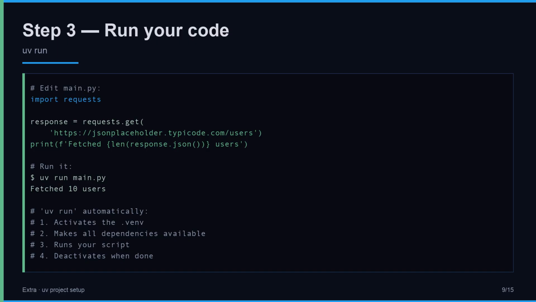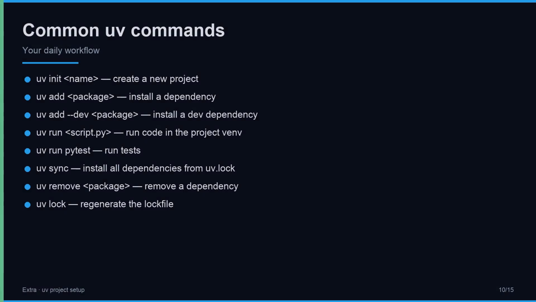The uv run command does 3 things automatically. It activates the .venv. It makes all your installed dependencies available. And it runs your script. When the script finishes, the venv is deactivated. You never type activate or deactivate. You never worry about which Python is running. uv handles all of it. Just prepend uv run.